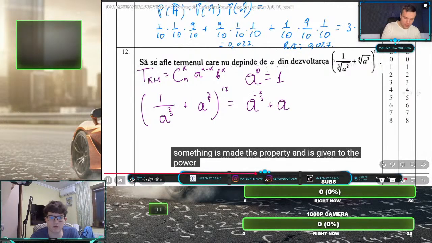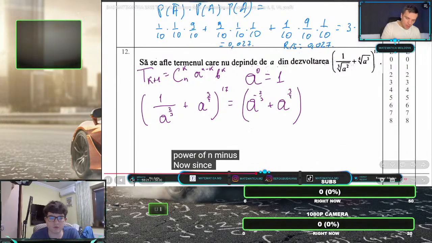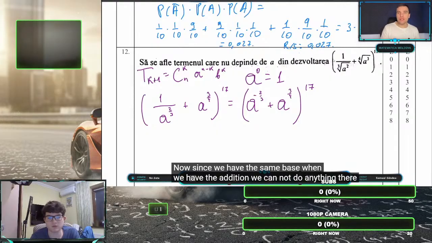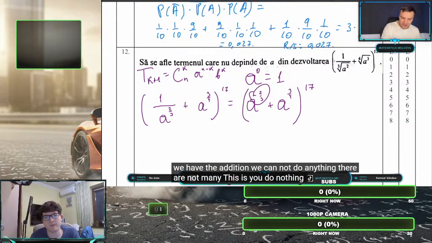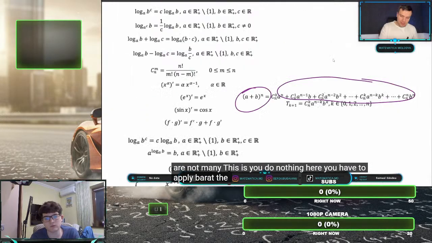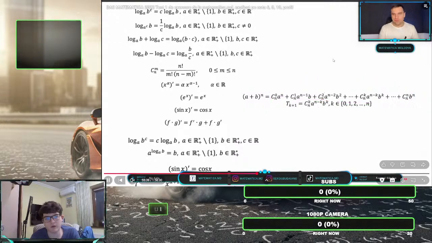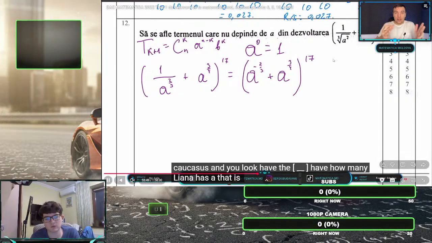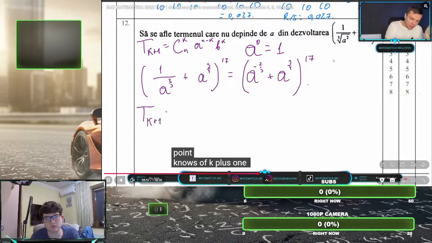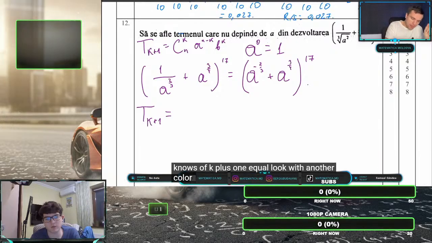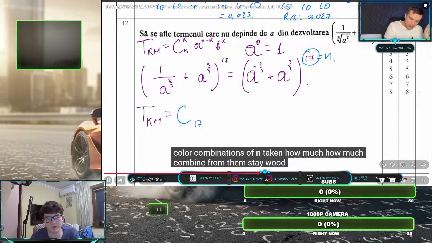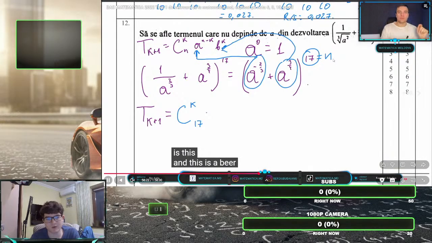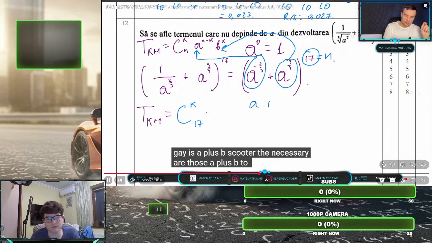Okay. So you just flip it because it's divided by 1. And then you got power 17 there. Okay. So now we got this stuff. Okay, so T k plus 1. We just pop a C, 17, k. Come on, you don't know what k is? It's 16.